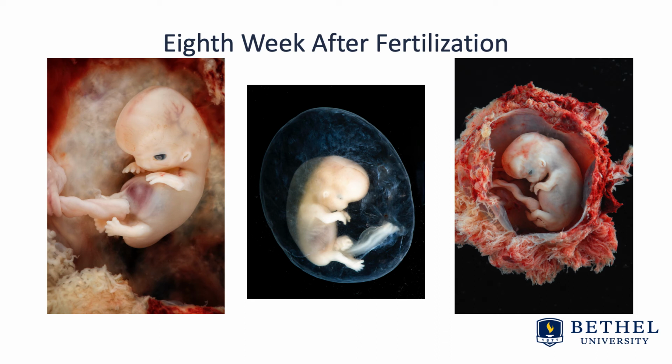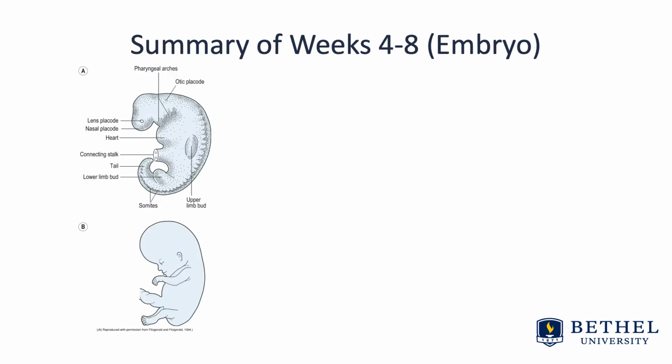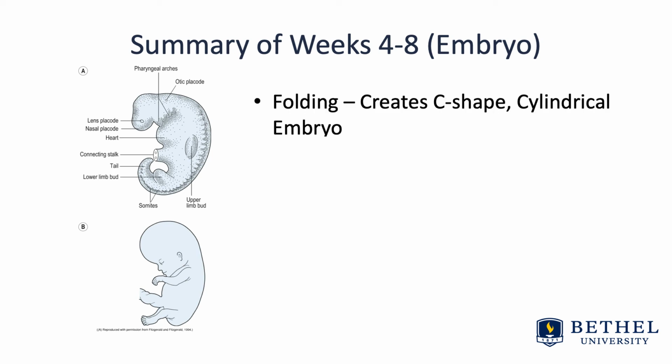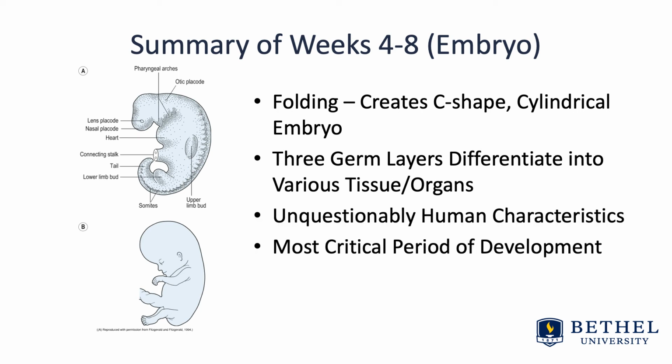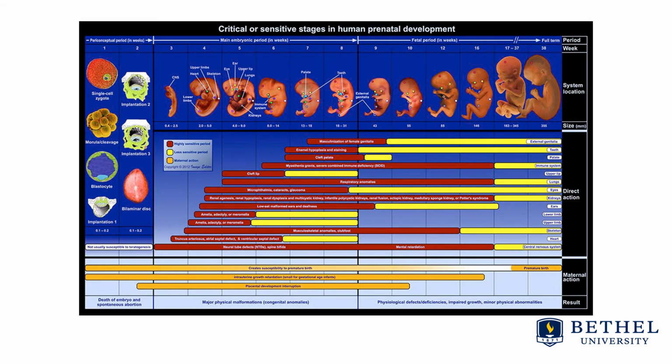So definitely it looks more like a human, and you can see that those fingers are more differentiated. They're not webbed anymore. So this is a summary of weeks 4 through 8, which is the embryonic stage. We've gone from folding and that C-shape cylindrical embryo, and we've had the 3 germ layers differentiating into various tissue and organs, unquestionably human characteristics by the end of this, and this is absolutely the most critical period of fetal development.